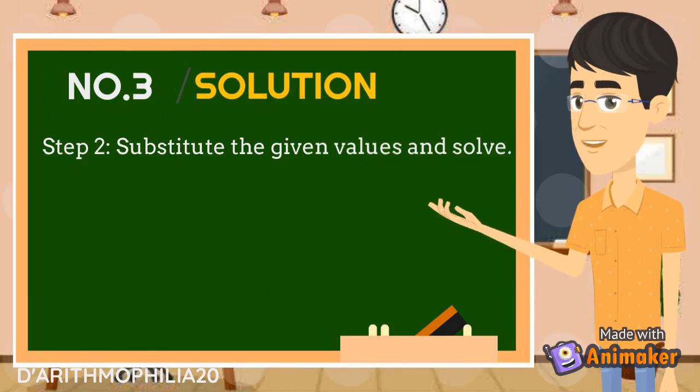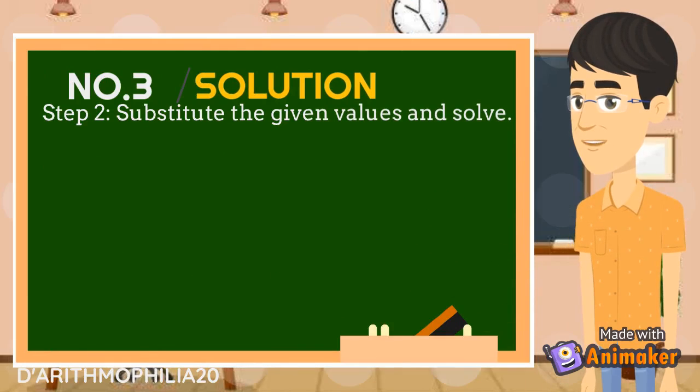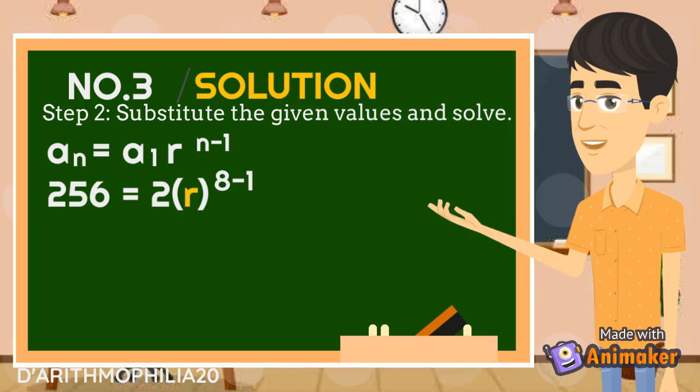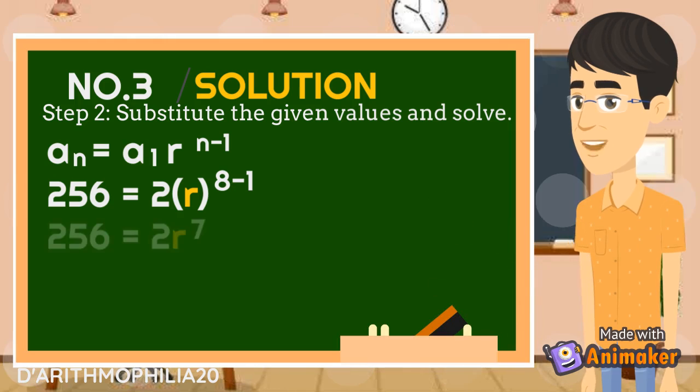Next, let's substitute all the given values to our formula and start solving for the missing terms, by determining first the value of the common ratio. Substituting the given values, we now have 256 is equal to 2 times r raised to the power of 8 minus 1. Now, we will subtract the exponents 8 and 1 for us to get 7, which will give us also an equation of 256 equals 2r raised to 7.